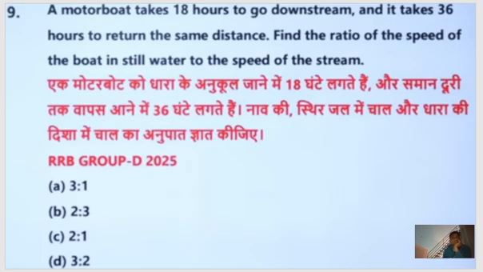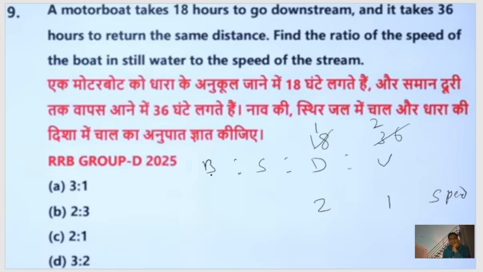Next question says a motorboat takes 18 hours to go downstream and 36 hours to return the same distance. So find the ratio of the speed of boat in still water to the speed of stream. Means the boat and the stream ratio we need to calculate. So we know how to solve boat, stream, downstream, upstream. The time is given: the downstream time is 18 and the upstream time is 36. So the time ratio is 1:2. The speed ratio is how much? 2:1. Speed ratio is 2:1.